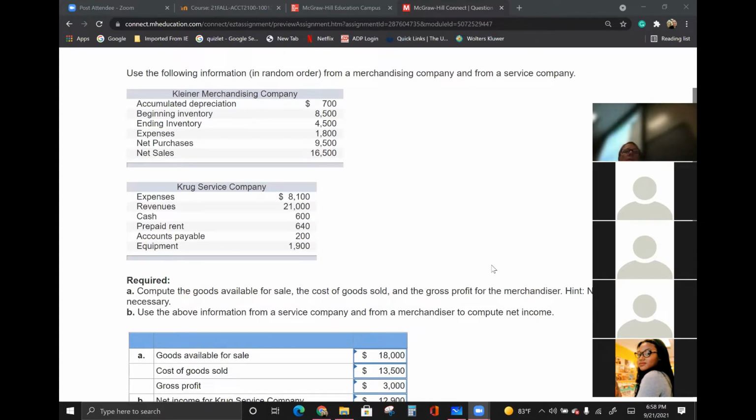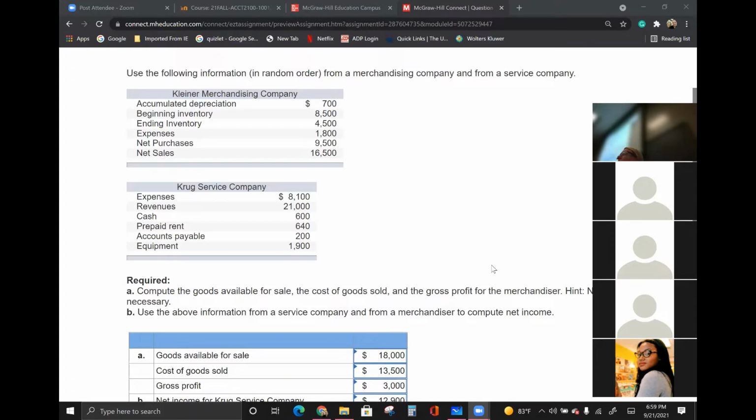So for the merchandising company, you're looking at your net sales less your cost of goods. Think about that multi-step income statement. That first part, your net sales minus your cost of goods, gives you your gross profit, and then less your expenses gives you your net income. Confusing, but just remember that in order to get that gross profit, you're only taking sales minus cost of goods. So you don't get to net income until you have expenses being deducted.